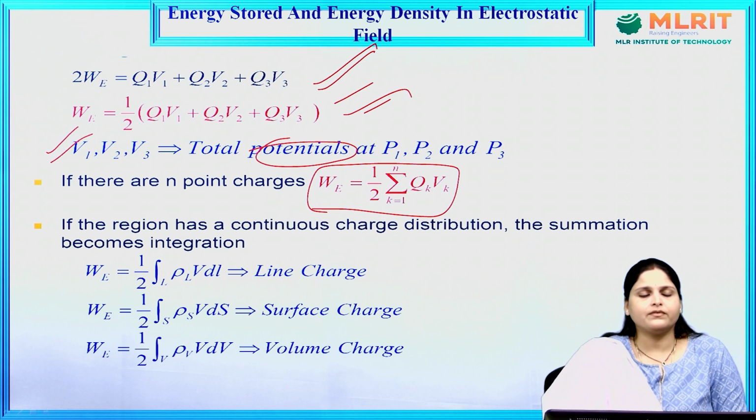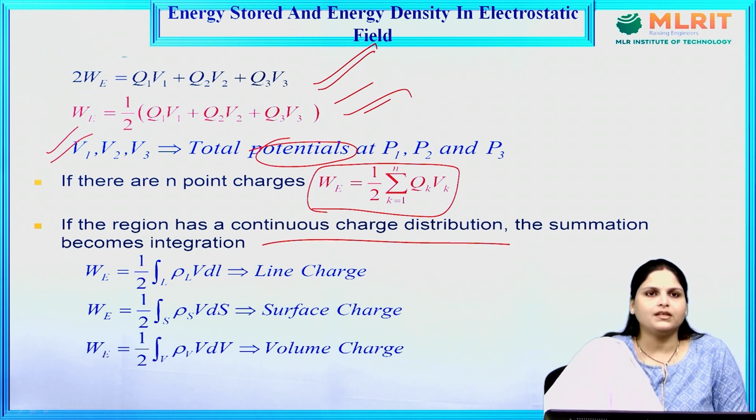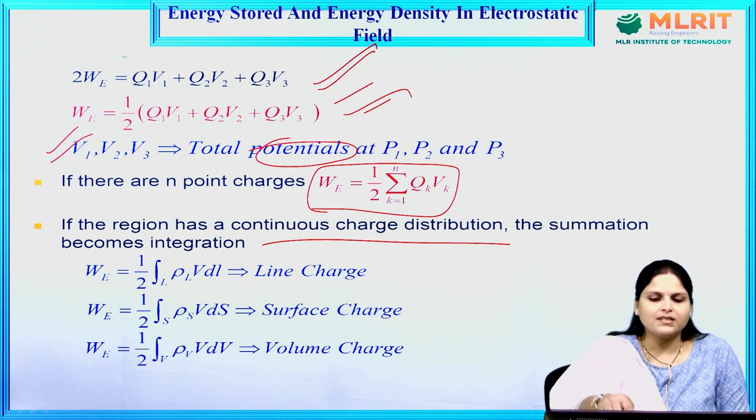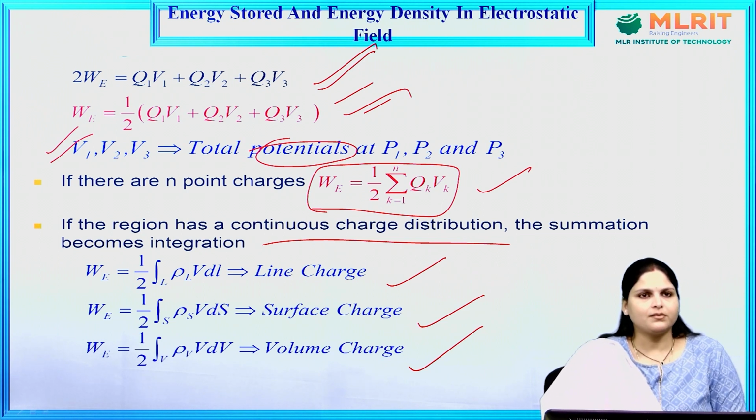Now let us suppose the region has a continuous charge distribution, so the summation becomes integration. We can write the same equation for line charge, surface charge and volume charge. For line charge, WE equals 1 by 2 integration of rho L V dl. For surface charge, it is 1 by 2 surface integration of rho S V dS. For volume charge, it is 1 by 2 integration of rho V V dV.